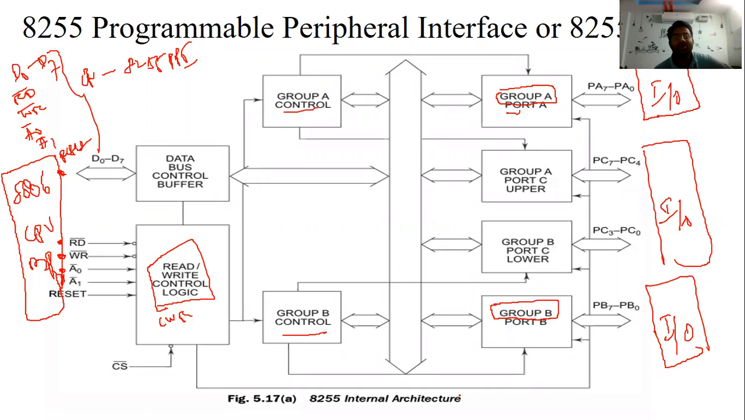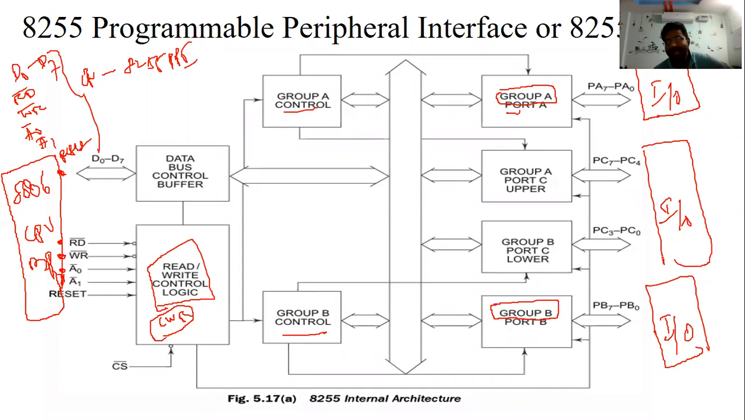So who can control these entire ports? Remember, who can control these entire ports? The read and write control logic. In this one, you have the CWR. This entire three groups is controlled by the read and write control logic. These three ports, port A, port B, and port C, are divided into two groups, group A and group B.